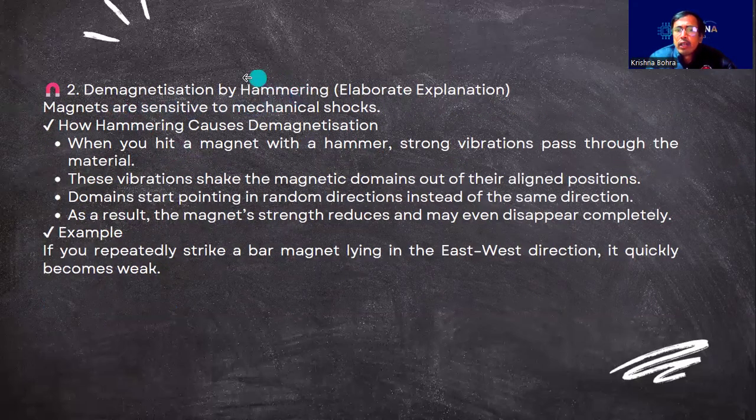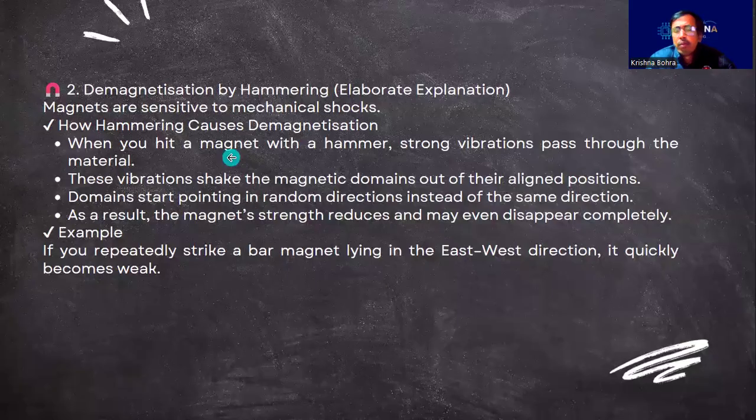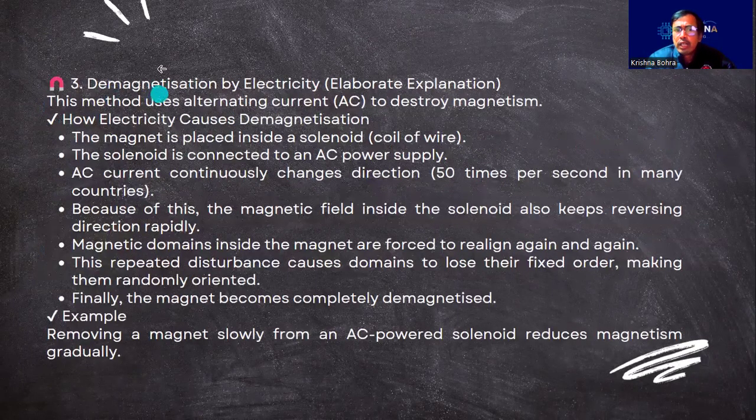Demagnetization by hammering. If we hammer any object, the alignment of the domains inside that particular material is distorted. So the alignment becomes random in any direction. You know, when the alignment becomes random, the magnet loses its magnetism. The third important demagnetization method is electricity. We give electricity, so the magnet loses its magnetism.